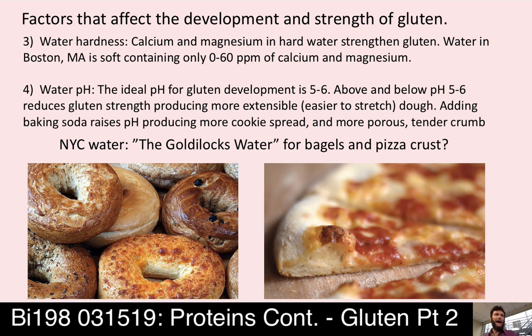So, for example, adding baking soda. Often people add baking soda to their cookie dough, right? And that is going to make it more alkaline, make the pH higher, and it's going to inhibit the gluten formation, make your cookie a little bit more crumbly or crunchy rather than chewy. Right, and it's going to have a more porous, tender crumb. So that's why you put the baking soda in with those kinds of baked goods.